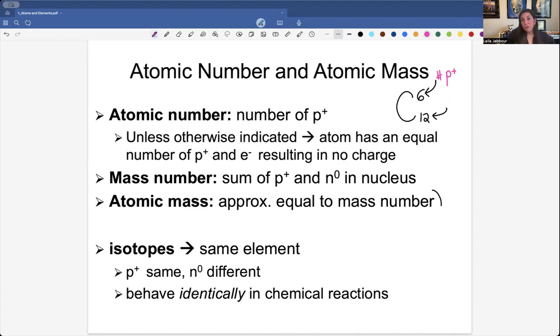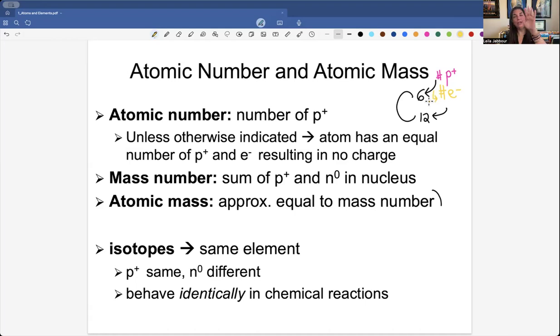So that tells you the number of positively charged particles that are in the center of that atom. And because atoms are considered overall electrically neutral, if you're told that there are 6, in this example, 6 protons, you can assume that there are 6 electrons.